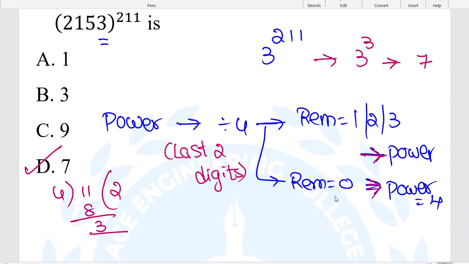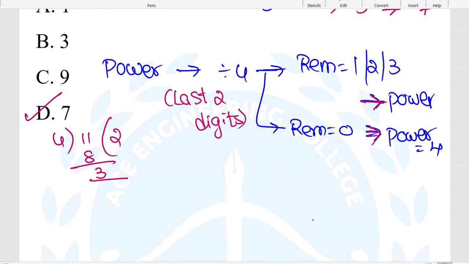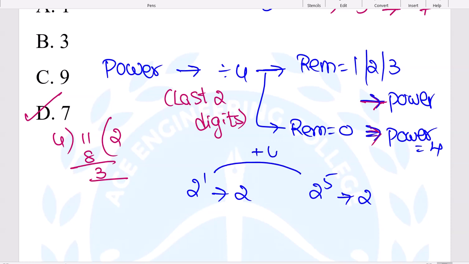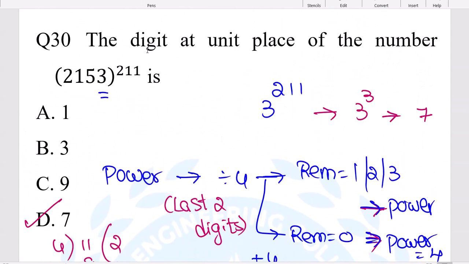What is 2 power 1? 2 power 5, 32, units place. Here also, after 4 powers, same units place. You can apply this for any question related to units place in the format of a power b, some number power something. You can apply this concept for any question related to it.